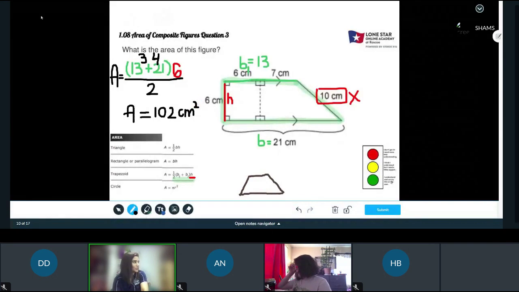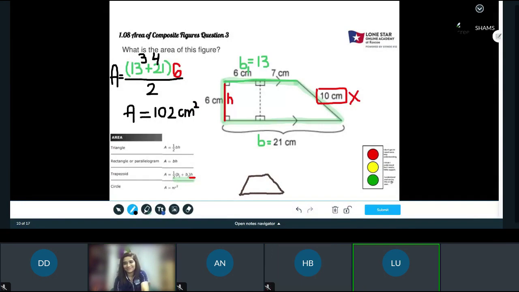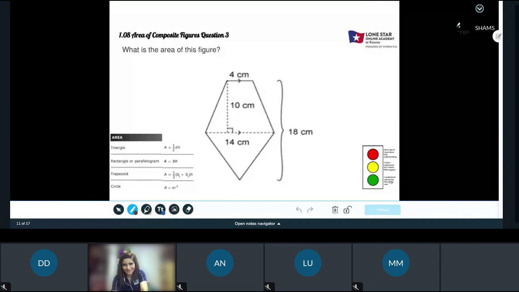Landon, do you still have a question or is your hand raised from previous? Sorry, forgot to put it down. No problem. The next one is another interesting shape, a composite figure. See how you will split this figure up into 2 or more regular shapes and find the areas.